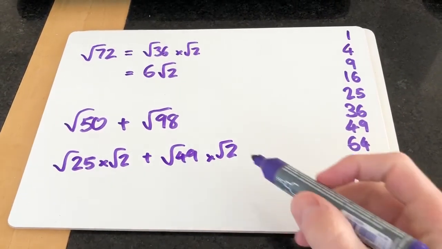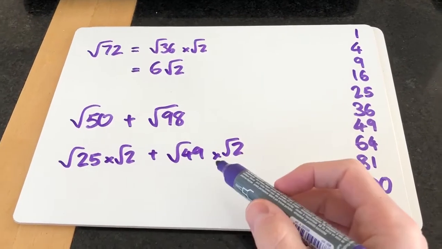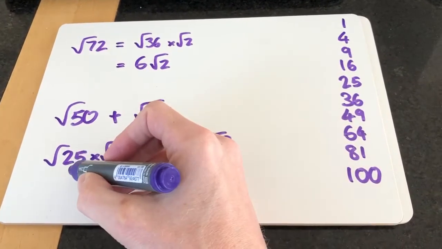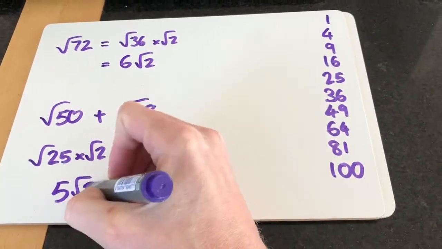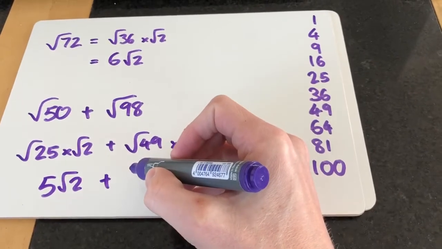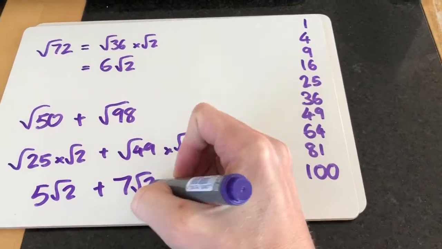Now the surds that are left here should be the same. So you've got root 2 here, so you can tell that you're going to be able to combine them in a minute. So square root of 25 is 5 root 2. And then square root of 49 even is 7 root 2.